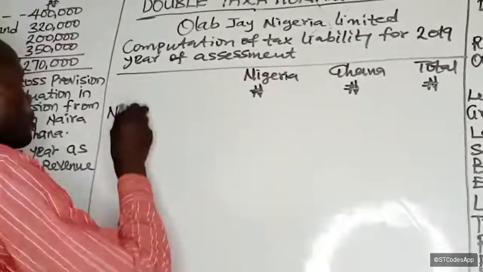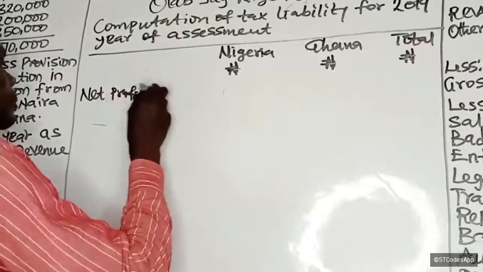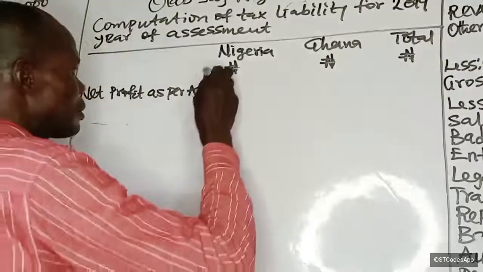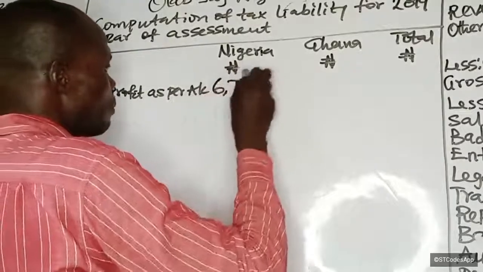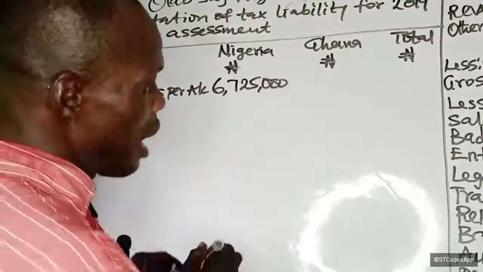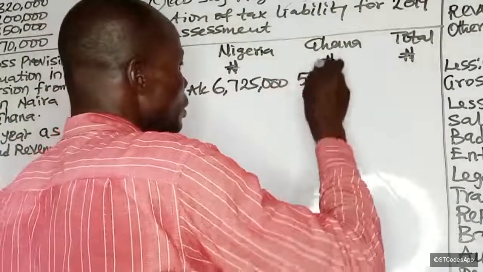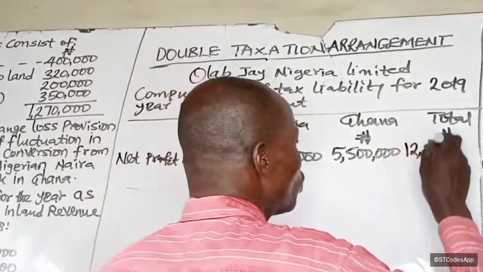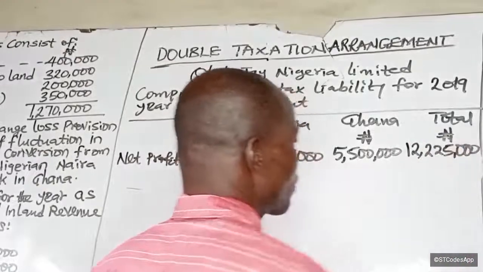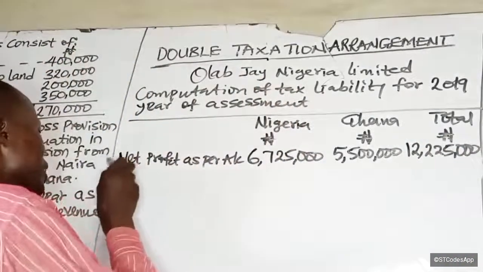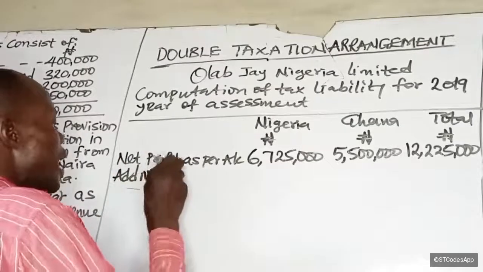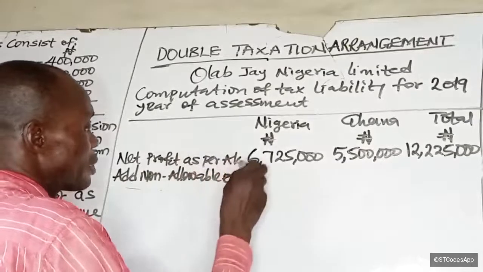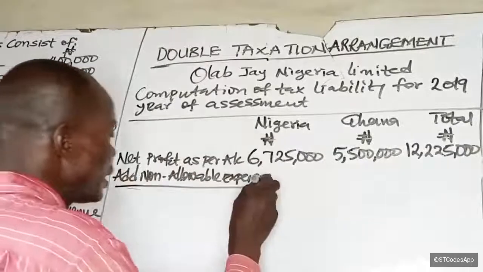Net profit as per account. Nigeria we have 6,725,000. Ghana we have 5.5 million. Total we have 12,225,000. Then we now add non-allowable expenses reported in account. Those ones reported in accounts.